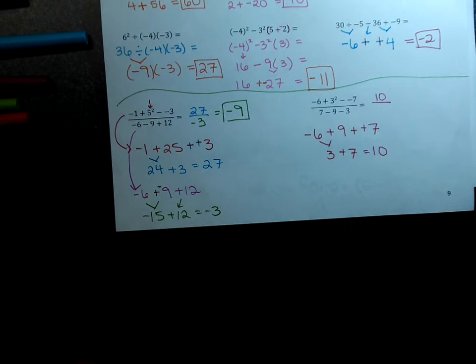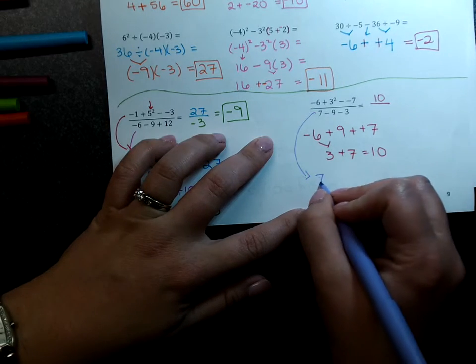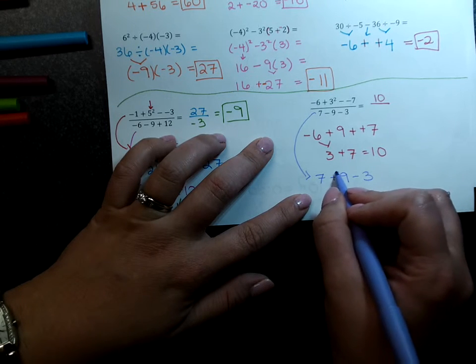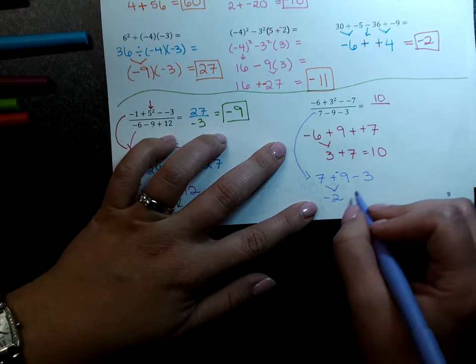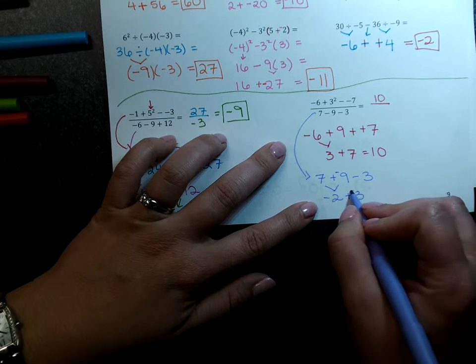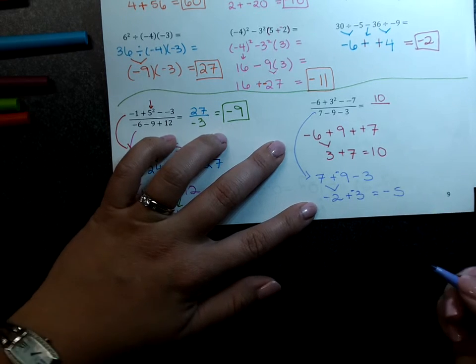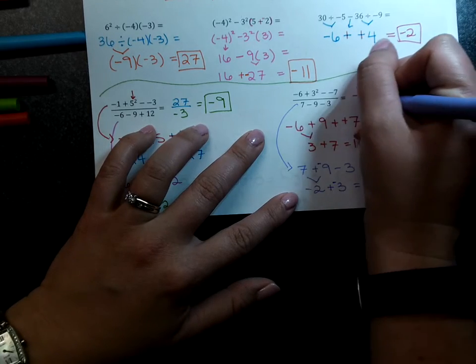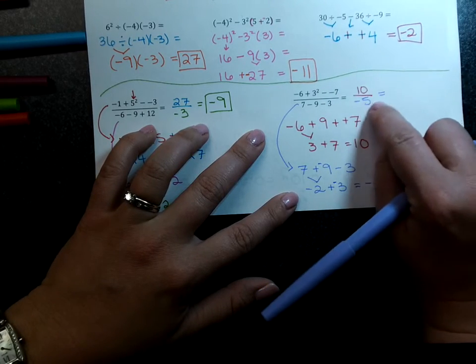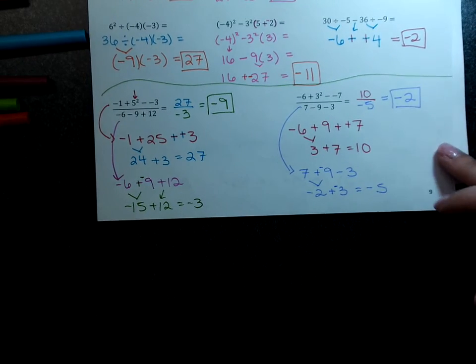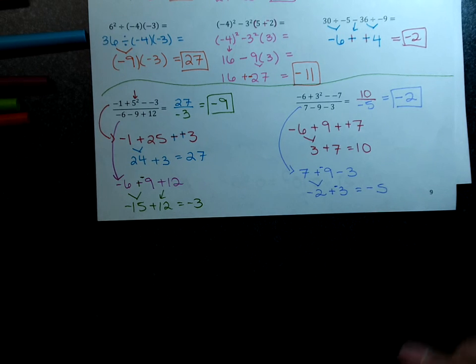On the bottom, we have 7 minus 9 minus 3. So I'm going to do 7 minus 9, keep, change, change. That makes negative 2. Minus 3, again, keep, change, change. That makes negative 2 plus negative 3, which is negative 5. And that goes on the bottom, negative 5. Positive 10 divided by negative 5 is negative 2. So just take your time, just work the top, get an answer, just work the bottom, get an answer, and then divide. So that is order of operations, and we'll practice that in class.